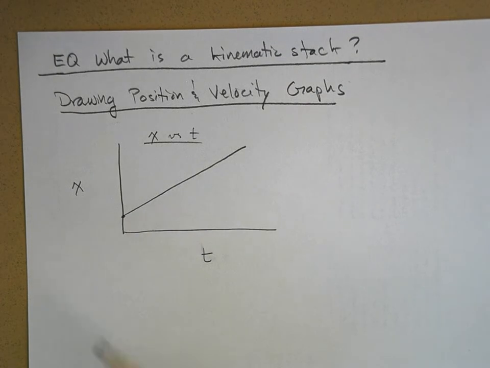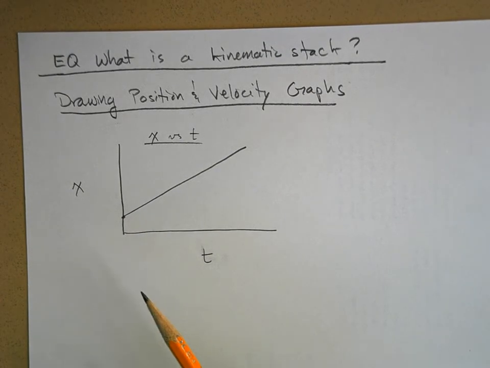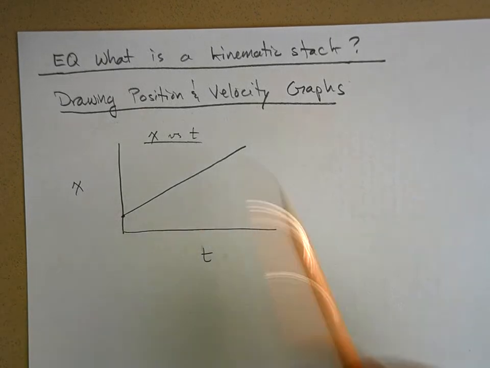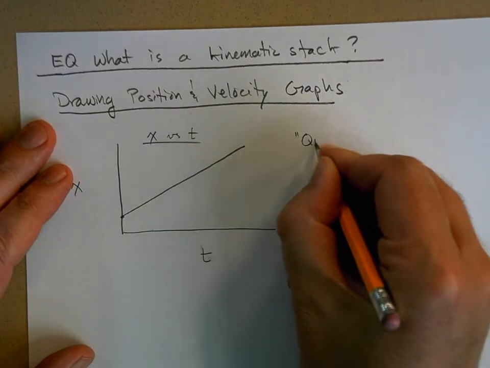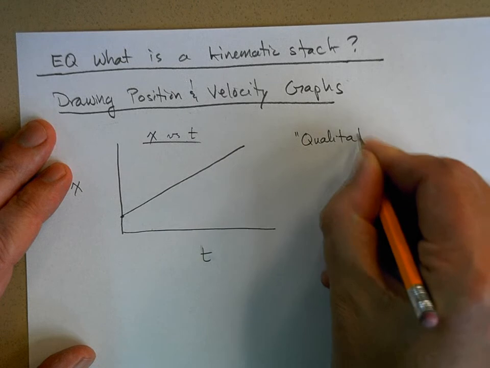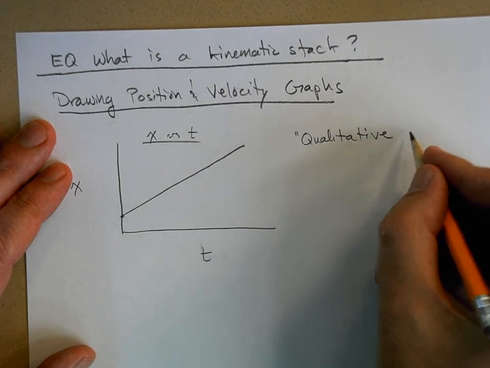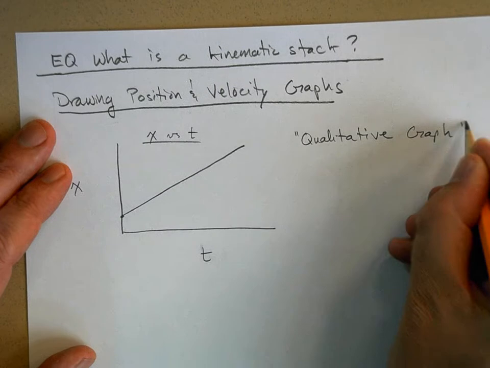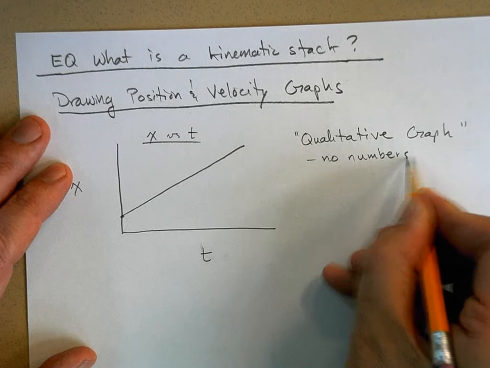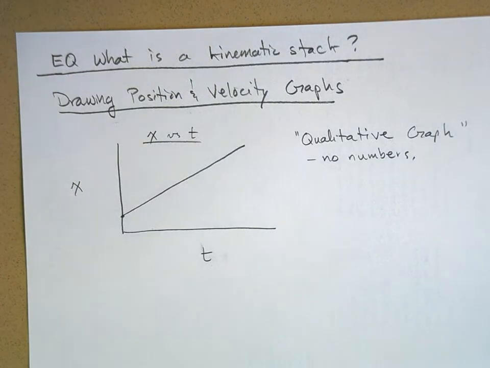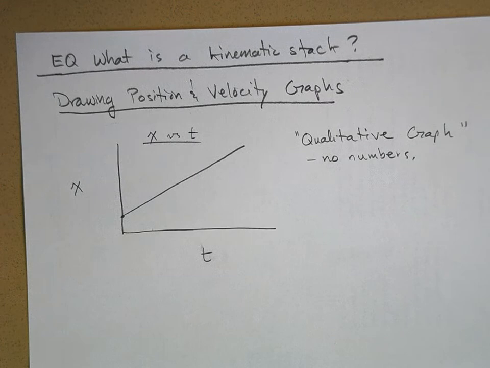But notice that there are no numbers on here, right? You notice there's no numbers? So we have a name for a graph like this that doesn't have any numbers on it. It's called a qualitative graph. Just means no numbers. Or sometimes there's some numbers on it, but most of the numbers aren't there. But that doesn't mean you don't know anything. There's information there about some object that's moving, right?